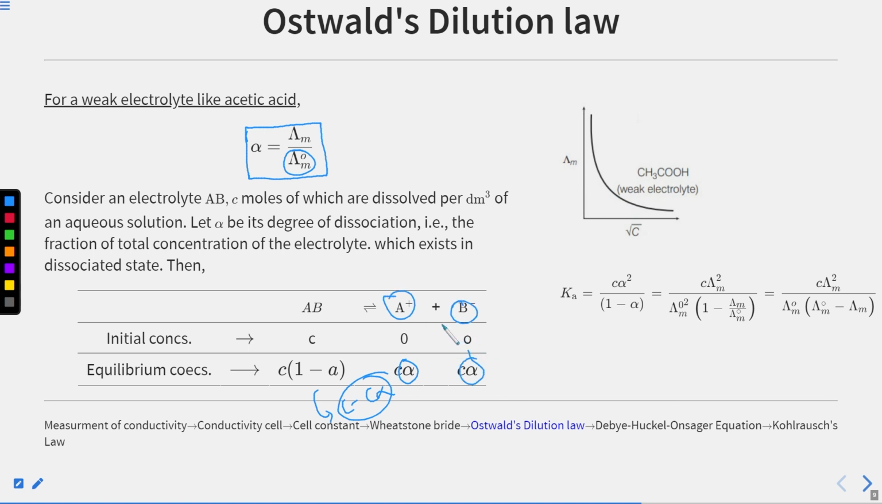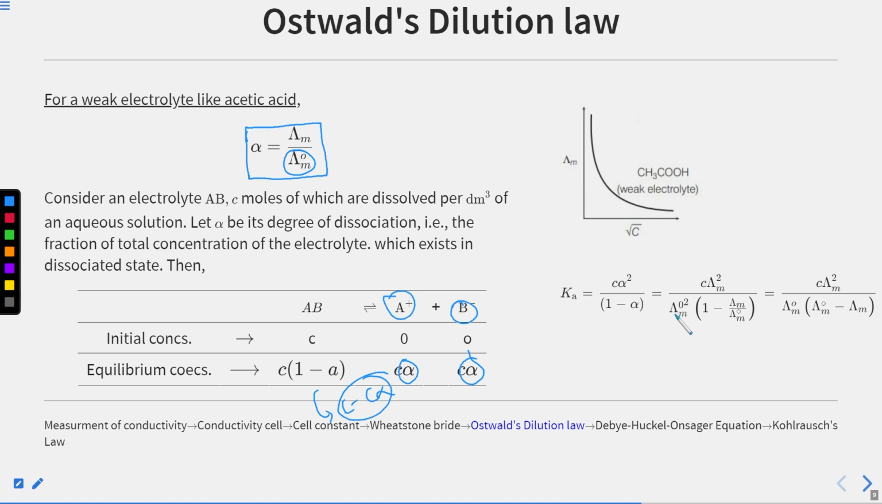Okay, we got this. Now if you want to write Ka, that would be giving us C alpha square. We know it very well, what is C alpha square. Then we are substituting the value of alpha. We know the value of alpha, it is lambda m by lambda naught m. We are substituting the value of alpha in this equation. So we'll get this equation finally, right?